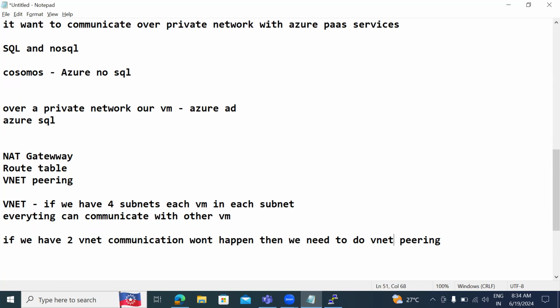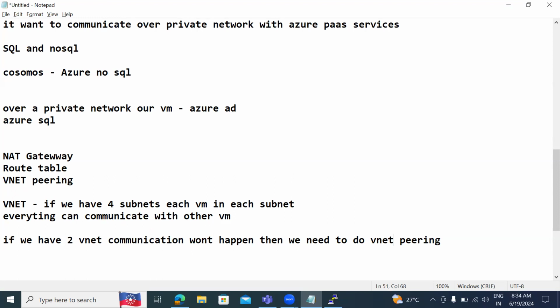Two VNets, maybe for replication. Say suppose in Central India we are using this, and I want to copy all my data, I want to replicate my data, I want to take a backup. So this kind of replication job is required between the two VNets. The connection is required. For that we need to go for VNet peering.